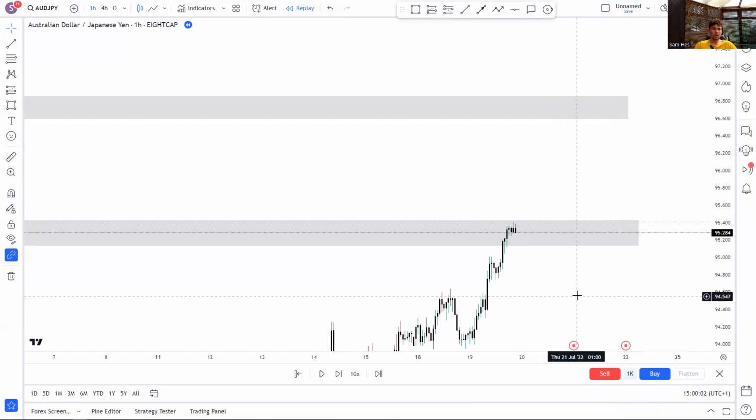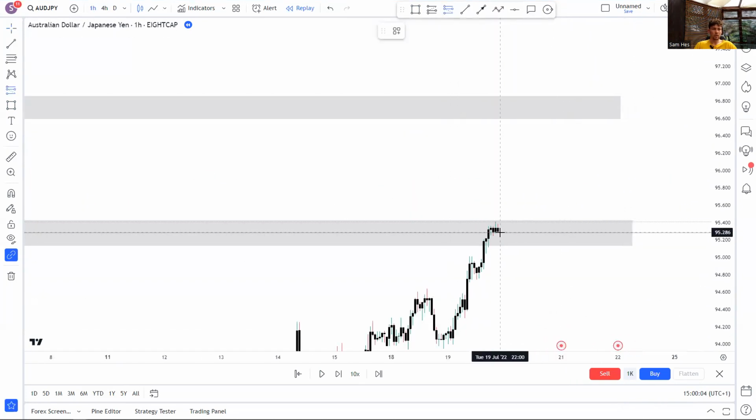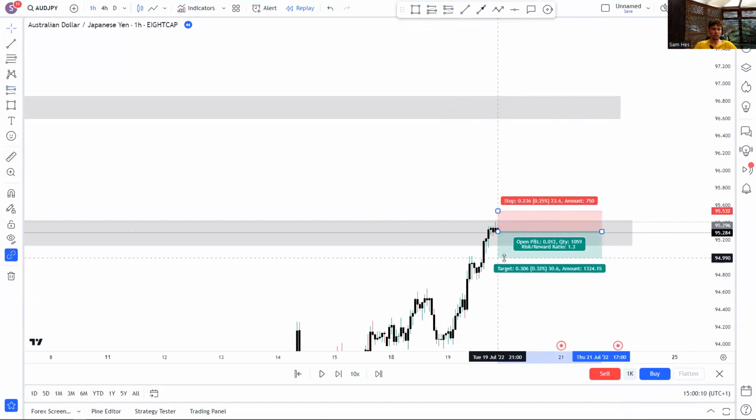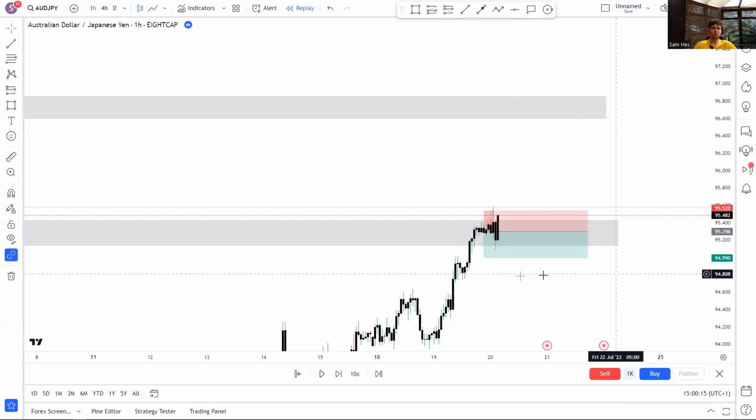Okay, so price has got up here, it's rejected. We're going to go for it. So we're going to enter a short here, 1.25 risk to reward. Stop, quite a tight stop just above the zone. We're not looking for a trend change or anything. We're literally just looking for a mini bounce. Okay, so this one was a loss.